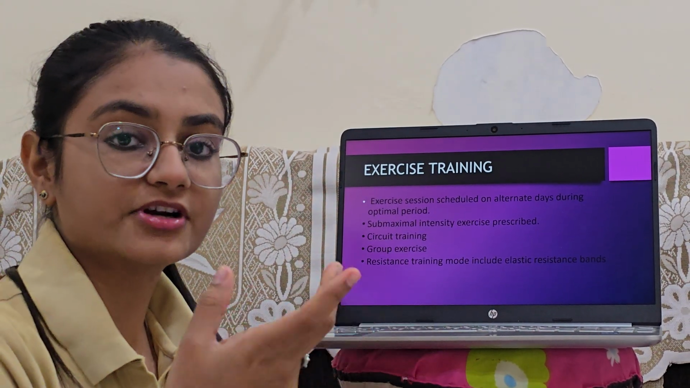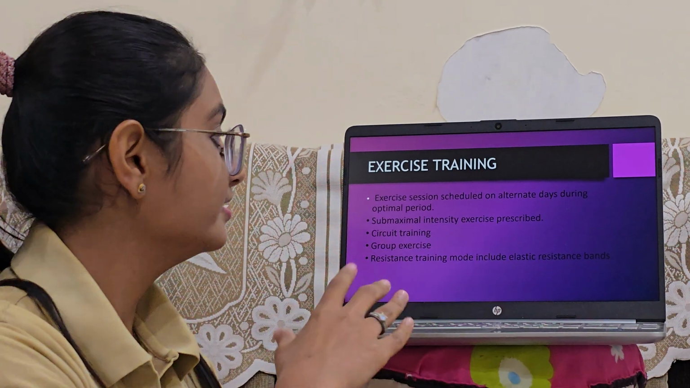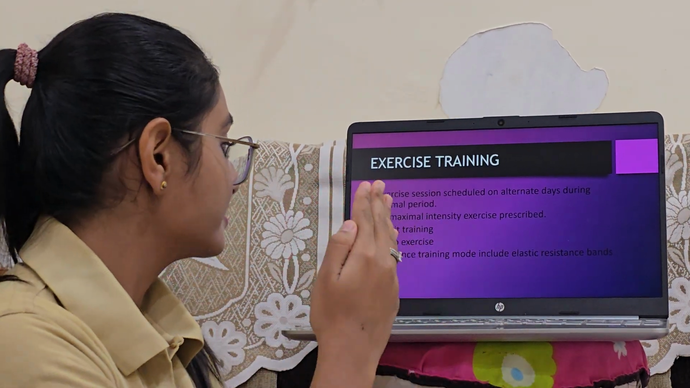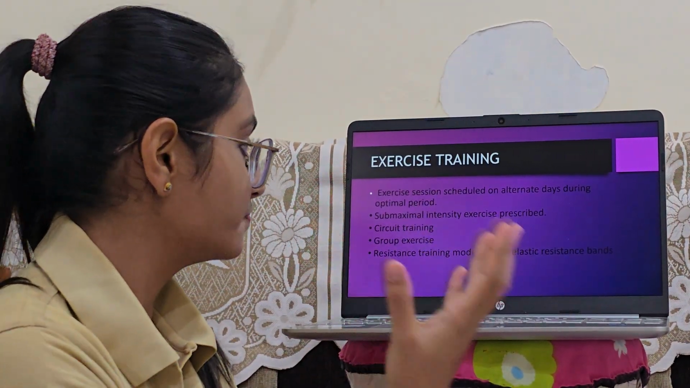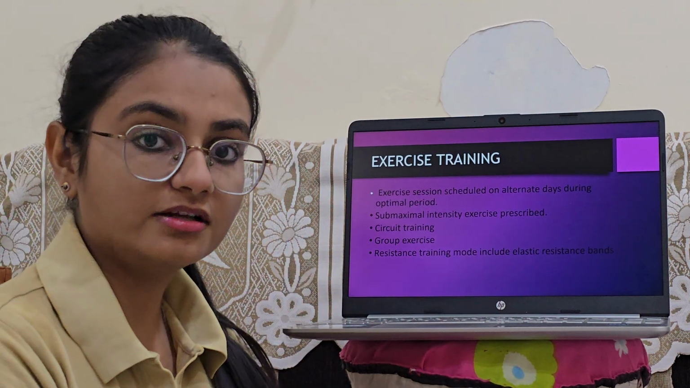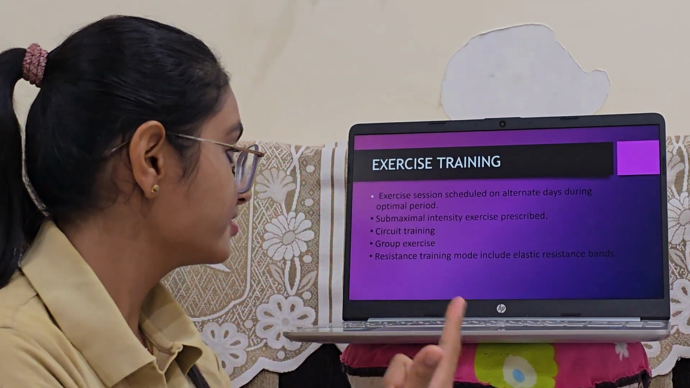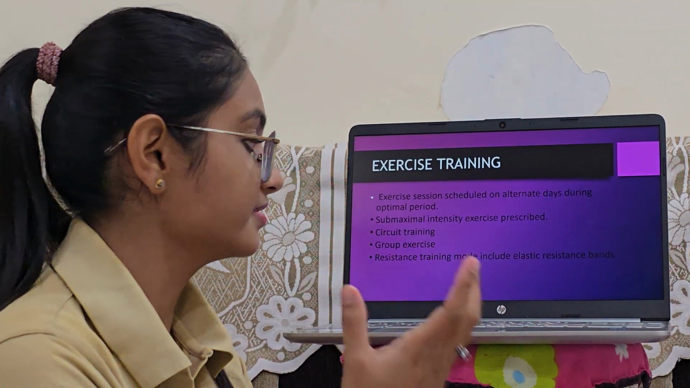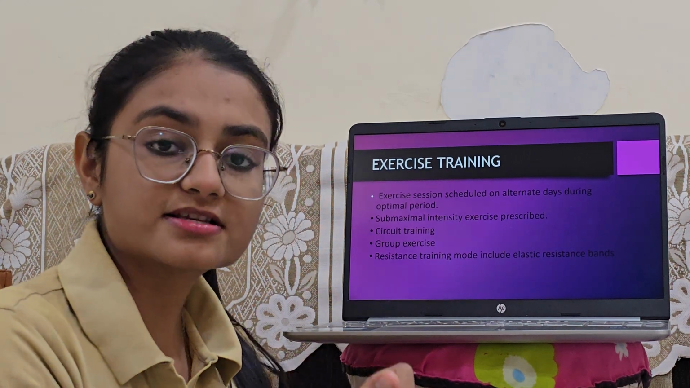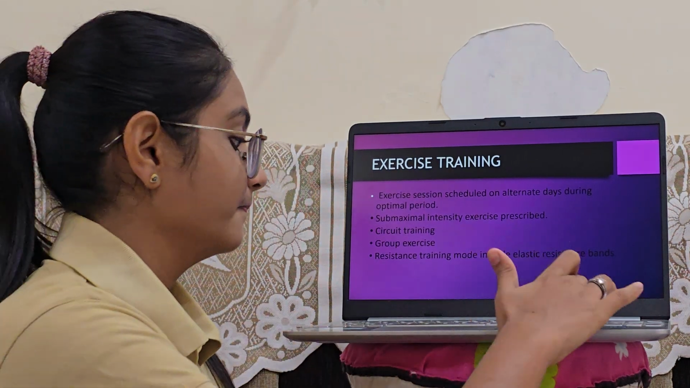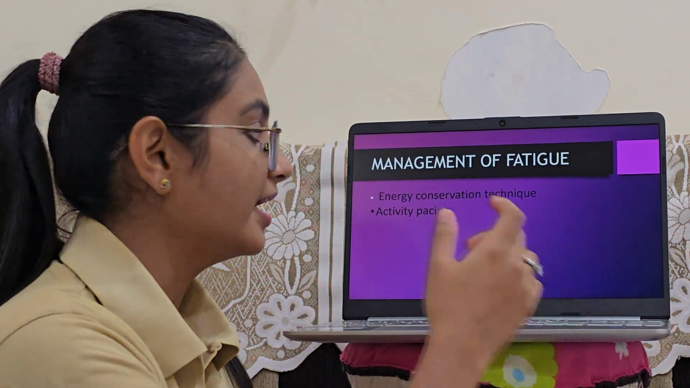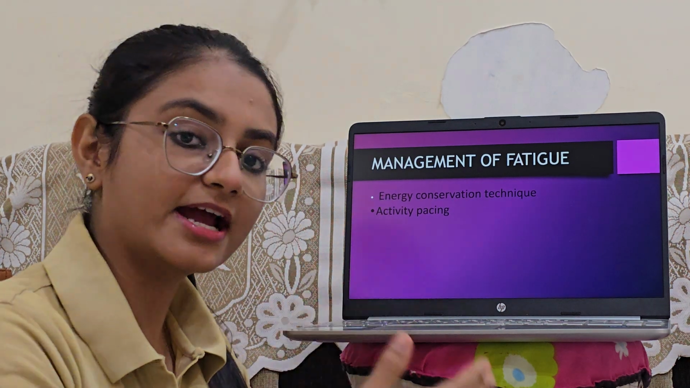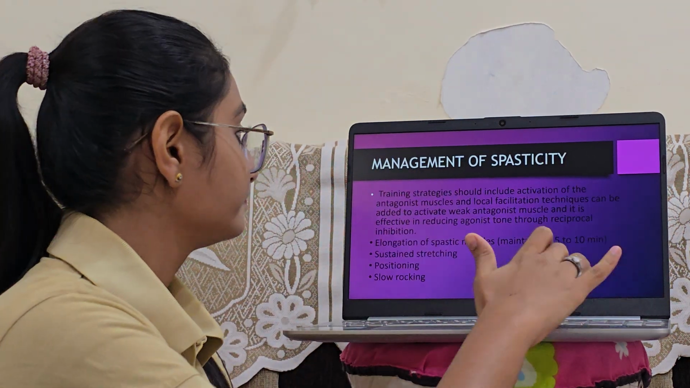Exercise training: exercise sessions are scheduled on alternate days during the optimal period. Then sub-maximal intensity exercise is prescribed, circuit training, then group exercises, and resistance training modes include elastic resistance bands and TheraBand. Exercise with the help of TheraBand is given. Then management of fatigue: energy conservation techniques and activity pacing.